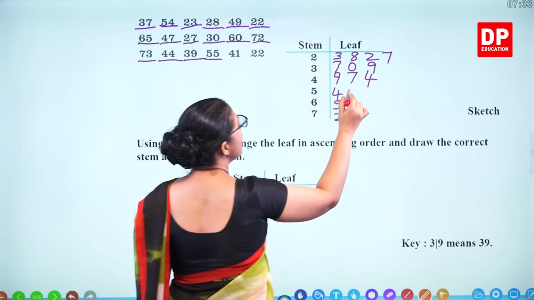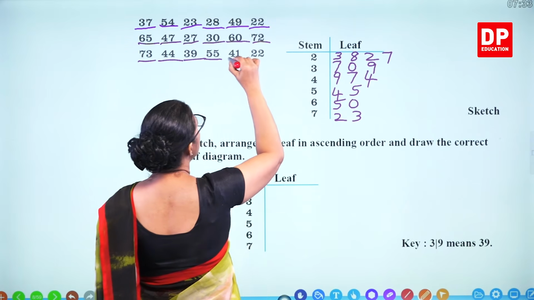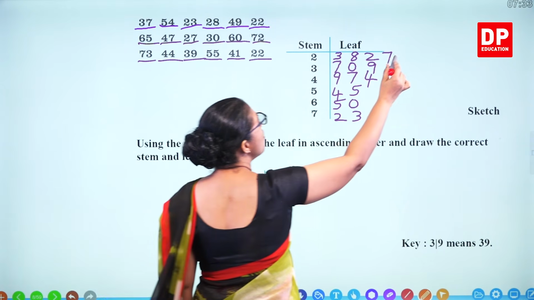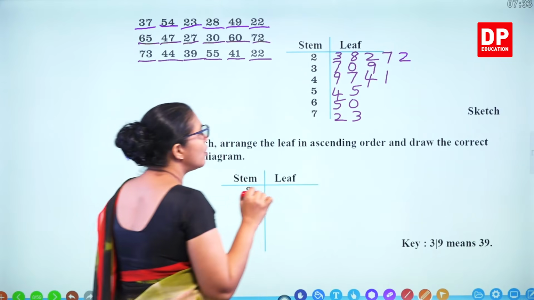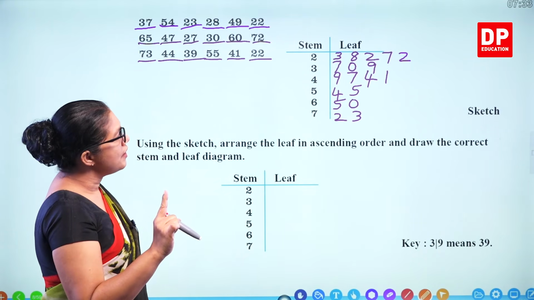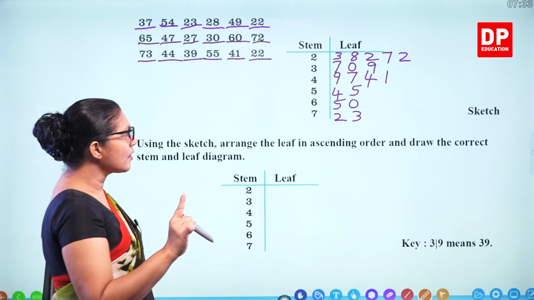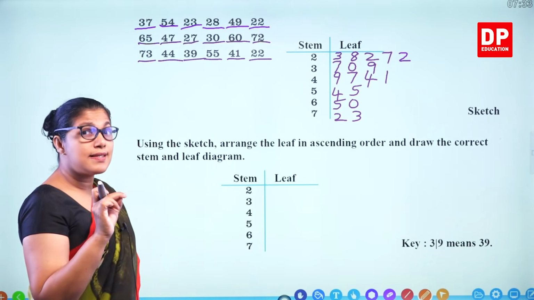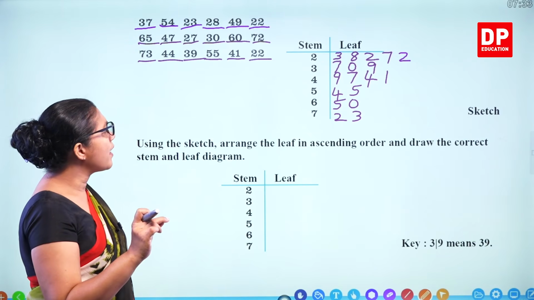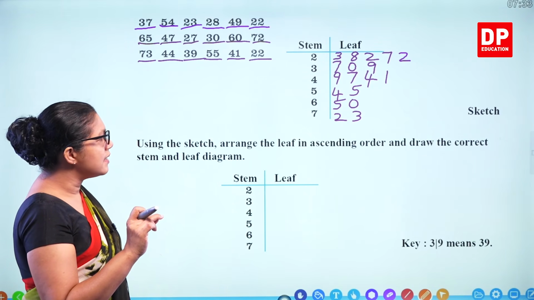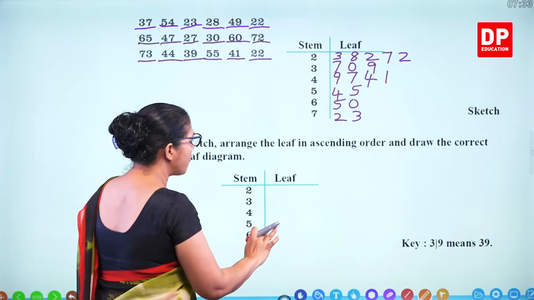55: 5, 5. 41: 4, 1. And 22: 2, 2. So that's the first step you can do. Write down the numbers. Then we call this the sketch because the numbers are not in ascending order. Now you can rearrange the numbers in ascending order and write down the correct diagram.